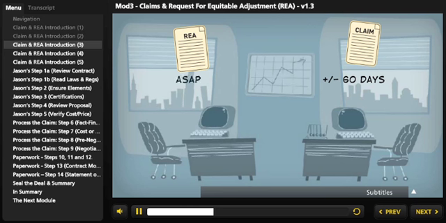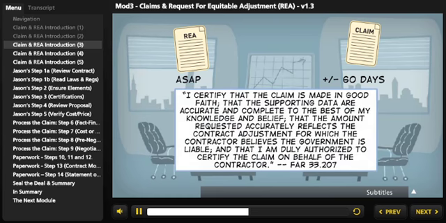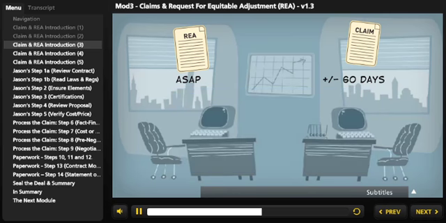The third fundamental difference between a claim and an REA is that they both require good faith certifications over certain dollar amounts, but the certifications are different. The claim's good faith certification is located at FAR 33.207(c). And the REA good faith certification is located at DFARS 252.243-7002 and has fewer words than the claims certification.